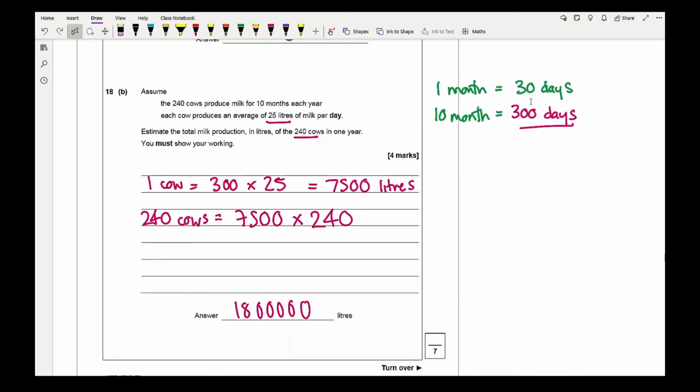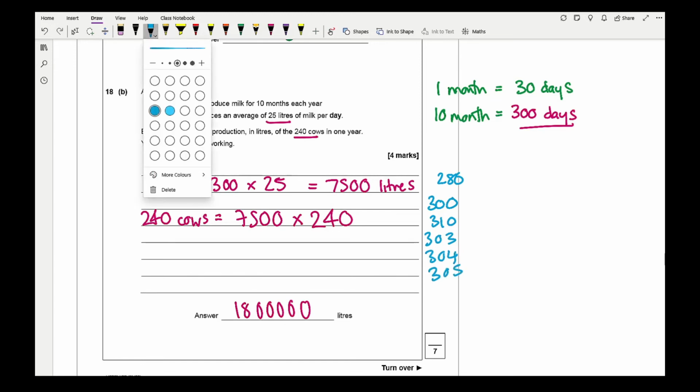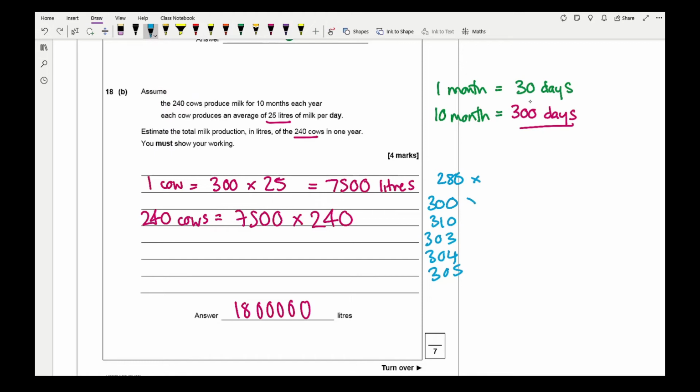Now, for this question in the mark scheme, they did give you a range of acceptable answers, and it all really depends on how many days you are thinking there are in the 12 months. Typically, you could have any answer along the days of 280, 300, which is what I went for. You could have 310, 303, 304, or 305. Now, with any of these values, what you then want to do is times that by 25.